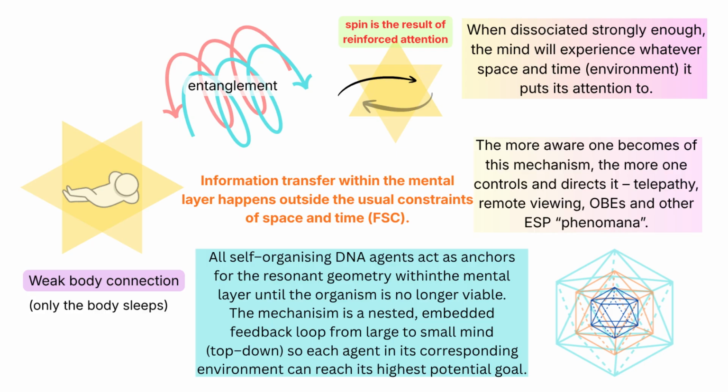All self-organizing DNA agents act as anchors for the resonant geometry within the mental layer until the organism is no longer viable. The mechanism is a nested, embedded feedback loop from larger to small mind, top down, so each agent in its corresponding environment can reach its highest potential goal. The goal is first given on the highest order of mind, and all other goals align to this larger goal.